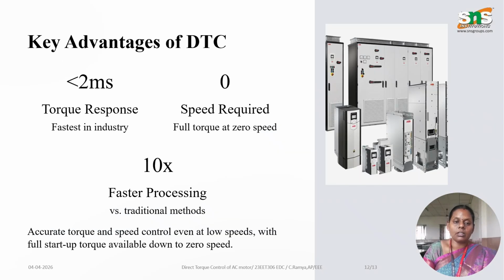Finally, we are concluding with the advantages. So DTC offers several key advantages. It provides extremely fast torque responses. It can produce a full torque even at zero speed, and processing is much faster compared to traditional methods. It ensures accurate torque and speed control even at low speeds.